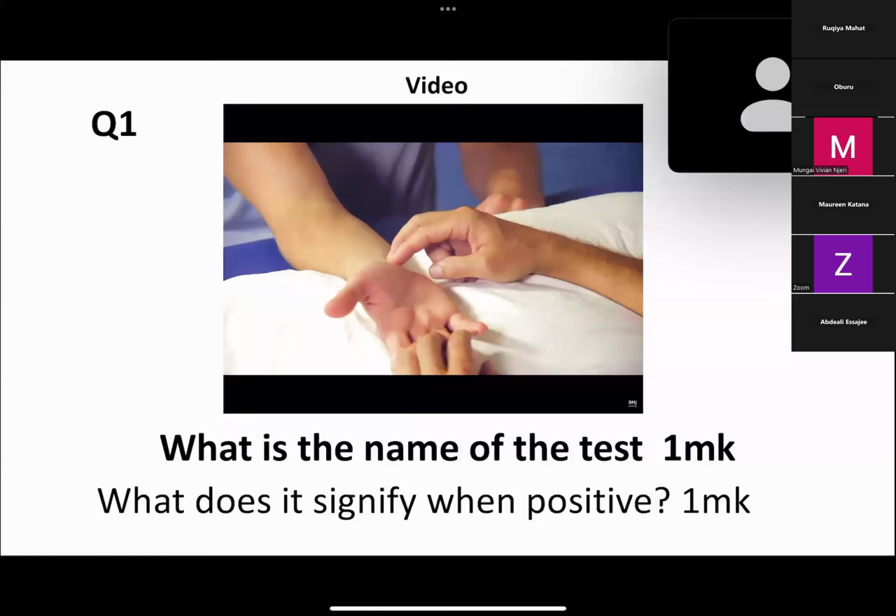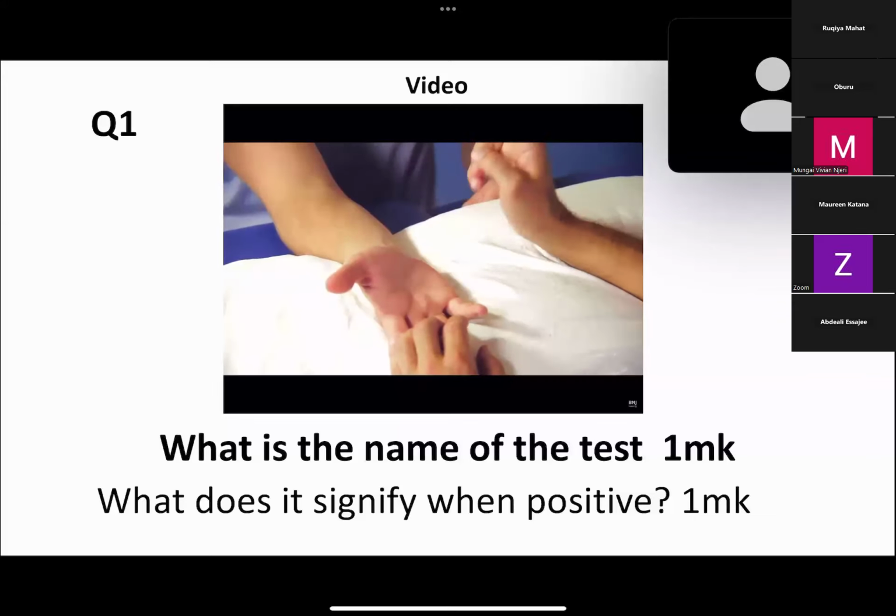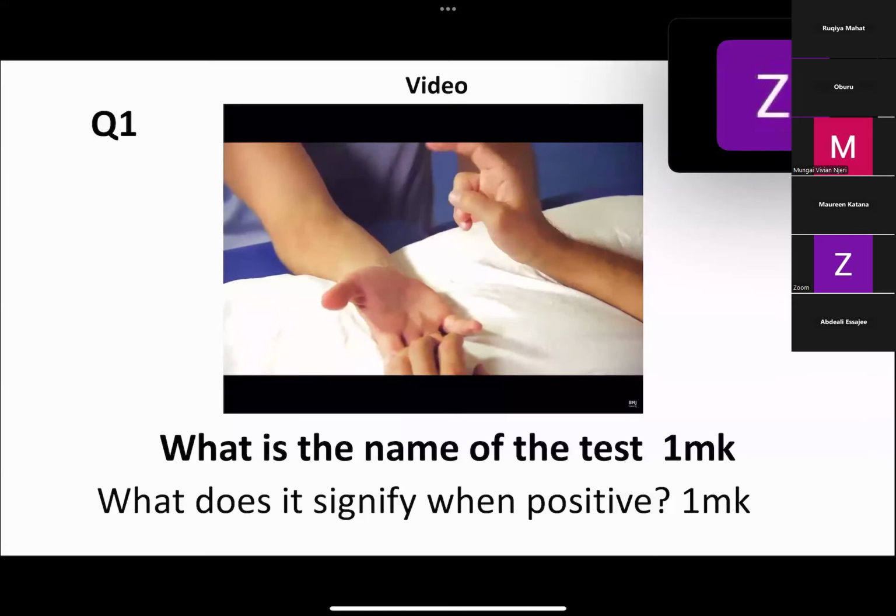What's the name of the test? It's not been properly shown here. What's the name of the test? Tinel's. This is Tinel's test. A Tinel's test is basically tapping a nerve and seeing if you can get distal sensation, or distal tingling. Where it's been illustrated is probably not the best, because that's not exactly where the carpal tunnel is. The carpal tunnel is a bit more distal than that. And it obviously signifies carpal tunnel syndrome if it is positive.